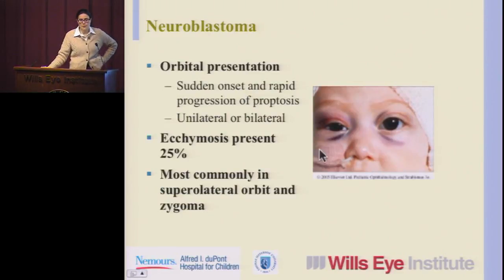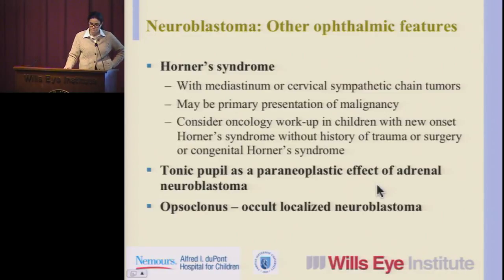You'll see the sudden onset and rapid progression, again, of proptosis, which can be unilateral or bilateral, and ecchymosis. This is really classic for neuroblastoma. It's most commonly located in the superior lateral orbit and the zygoma. And the reason I worried about this with my little one is that these children can get a Horner syndrome because of involvement of the sympathetic chain, and that may even be the primary presentation of the malignancy.